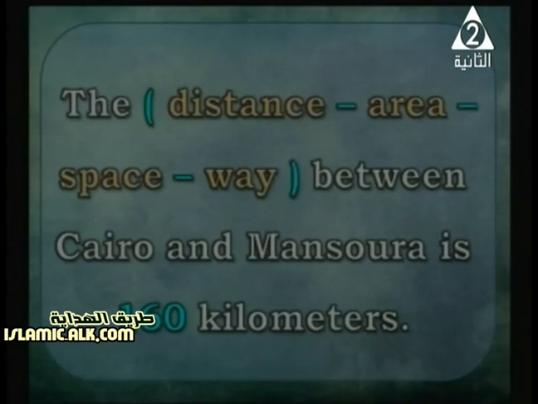The distance, area, space, way between Cairo and Mansoura is 160 kilometers. احنا بدام في عندنا عدد من الكيلومترات، يبقى احنا عندنا بناخد الاجابه بتاعتنا هي the distance، المسافه. لان ما ينفعش اقول the way، الطريق between كايرو and منصوره. لو ممكن اقول الطريق ده crowded، مزدحم، الطريق ده short، long، لكن بدام بتكلم عن عدد كيلومترات يبقى الاجابه بتاعتي هي the distance.